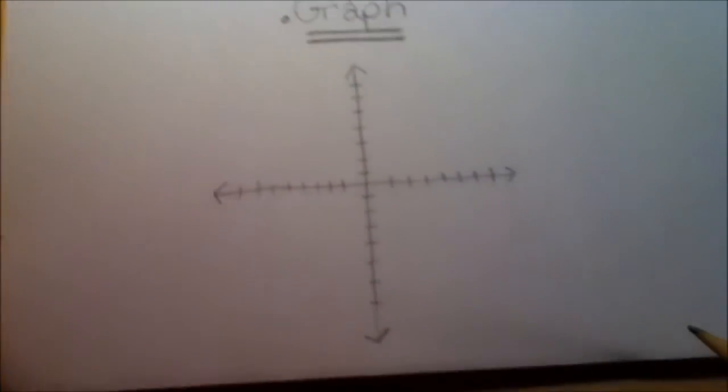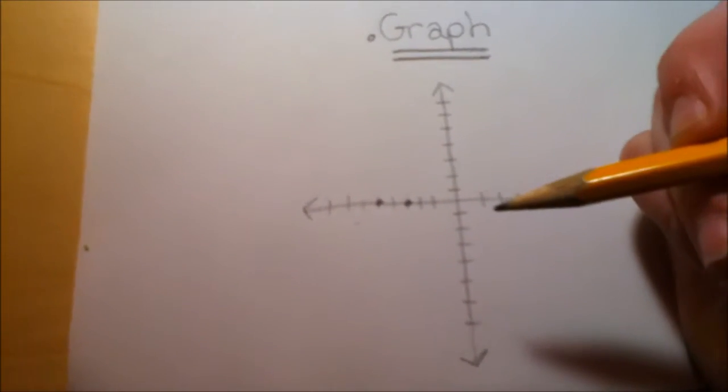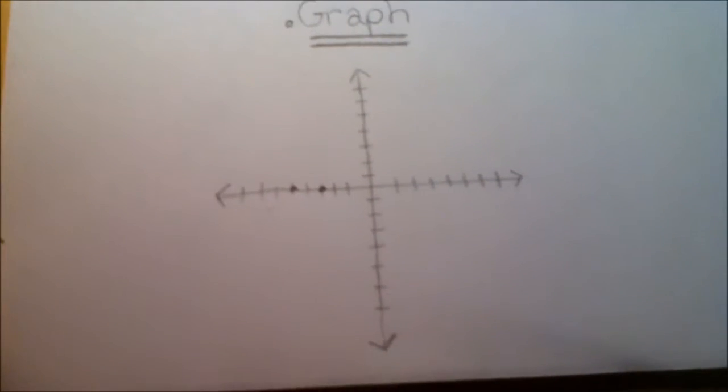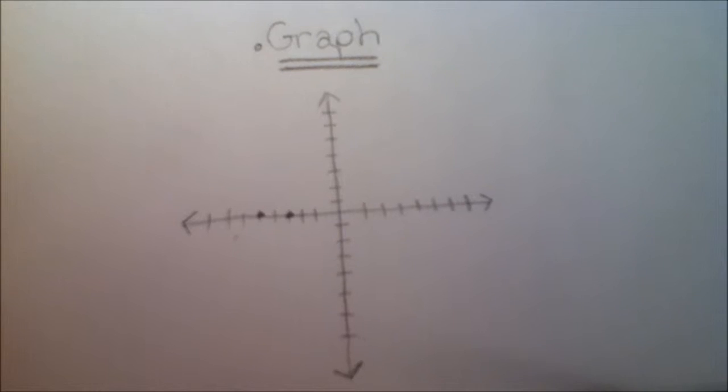Next, you graph the 2 points on the graph. So, -5 and -3. 1, 2, 3, 4, 5, and 1, 2, 3. So those are the 2 points where the parabola will hit the x-axis. The next step is finding the vertex.